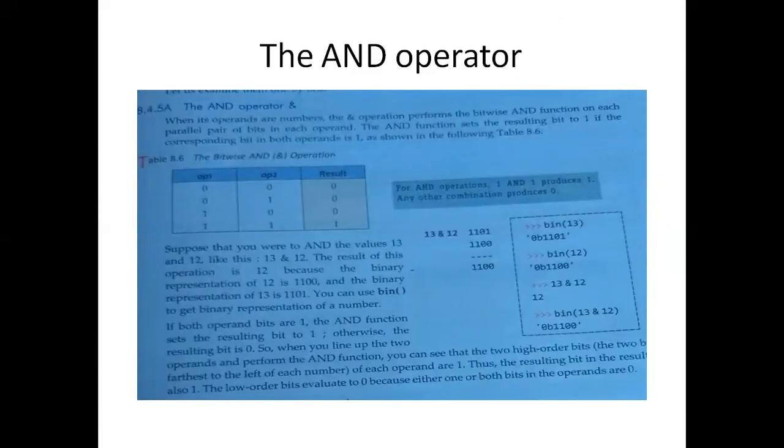Next is the AND operator. Here is the truth table of the AND operator. If op1 and op2 are both 0, the output will be 0. If 0 and 1, it will give 0. If 1 and 0, it will give 0. So in the case of the AND operator, only if both operands are 1 will the result be 1. Otherwise, in other cases the value is 0. So for the AND operation, 1 and 1 produce 1, and any other combination produces 0. You have to remember this truth table.